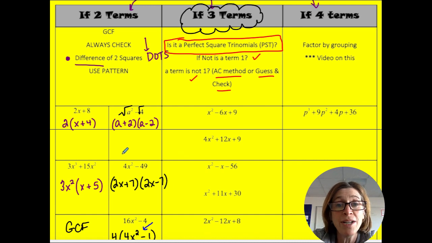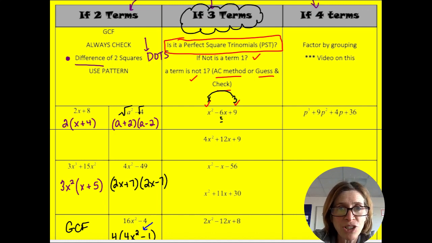All right, so how do I tell if something's a perfect square trinomial? Well, the first term is a perfect square, and the last term is a positive perfect square. The middle term, regardless of the sign, would be if you took the square root of the first and the last term and you multiplied them, that number would be double that. And so in this case, 3x doubled is 6x.